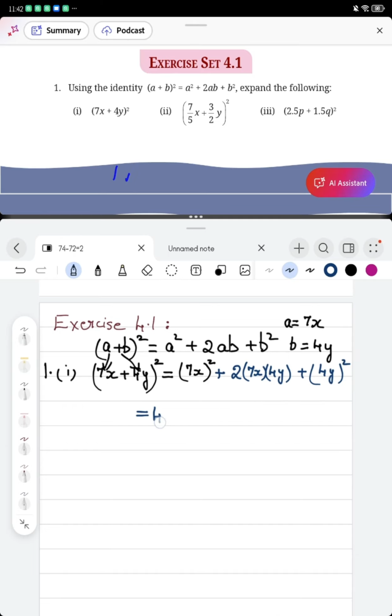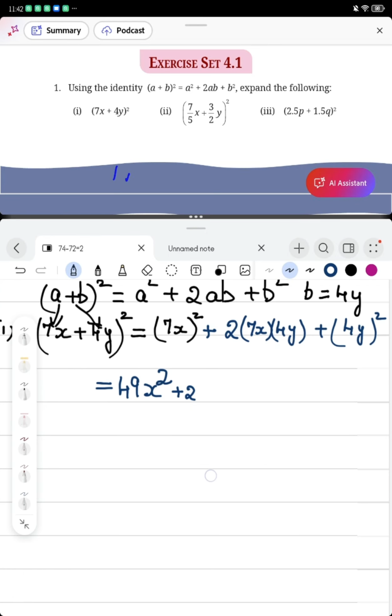Our answer will be, now you have to square the 7 as well as the x. So 7 square is 49, x square is x square, plus 2ab. Instead of writing 2, let us multiply 2 into 7 into 4. So we multiply all the numbers first. 2 into 7 is 14. 14 into 4 is how much? 4 4s are 16, 4 1s are 4, 5. So it is 56, and multiply the variables x, y. Plus 4 square is 16 and y square is y square. Okay, so this is the answer.